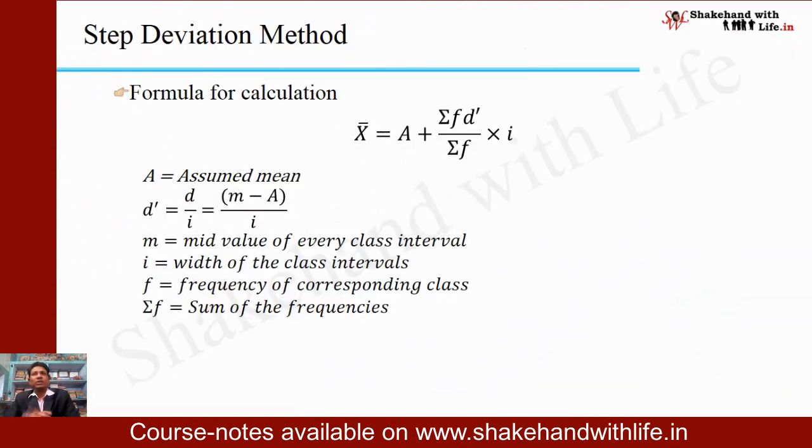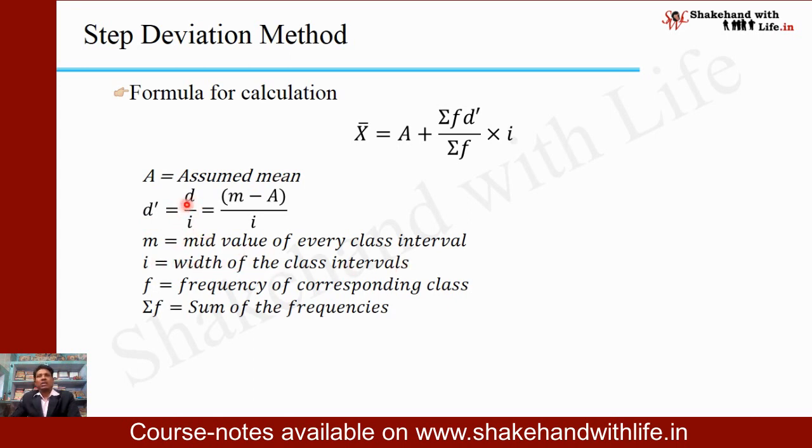Now step deviation method. The formula for step deviation is x bar equal to a plus sigma f d dash divided by sigma f multiplied by i. What is i? Here is the description of each notation. A is assumed mean, d dash is equal to d divided by i. This is known as the step deviation. Step deviation means d, the deviation, divided by i. What is i? i is the width of the class intervals.